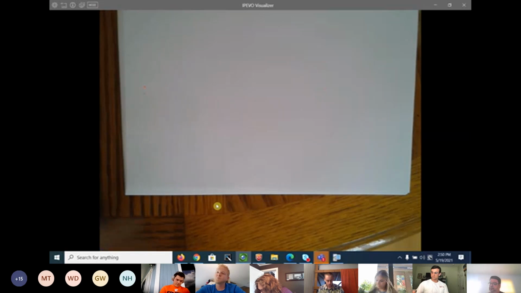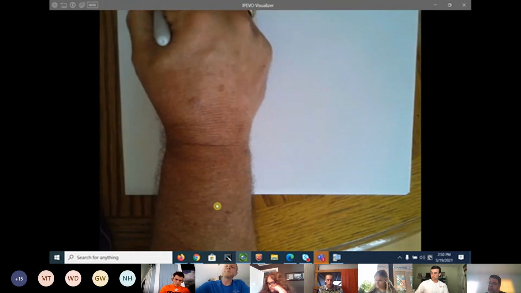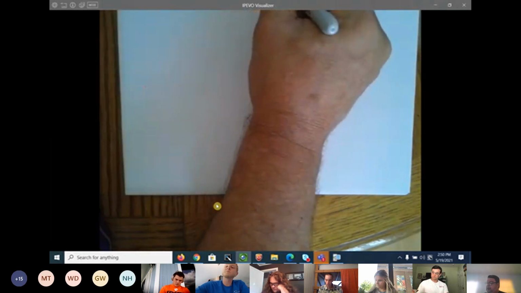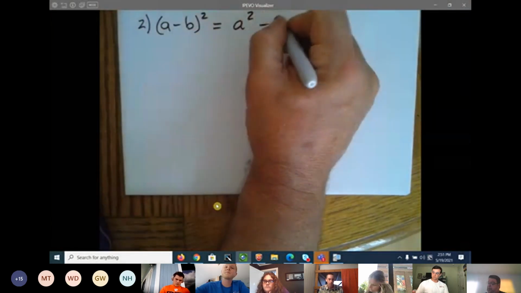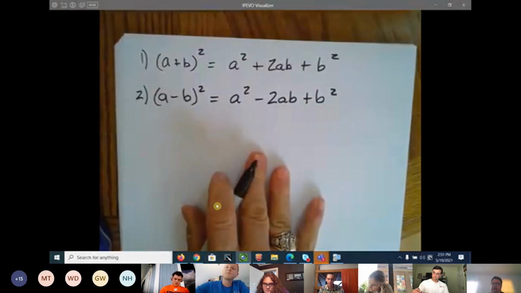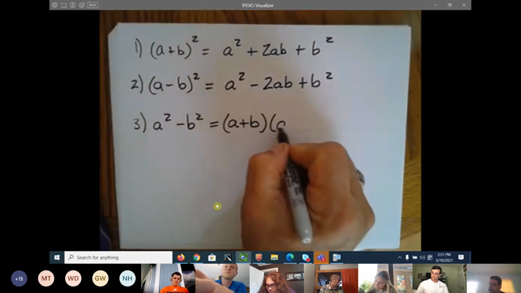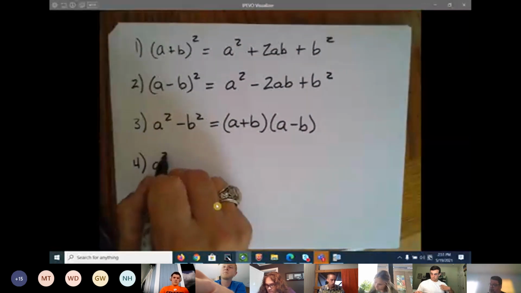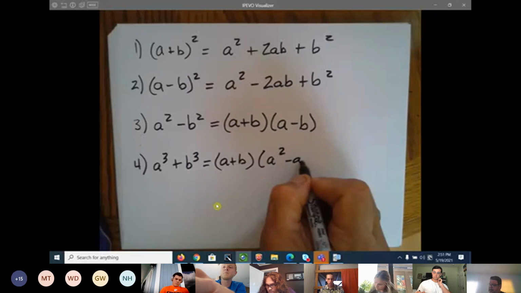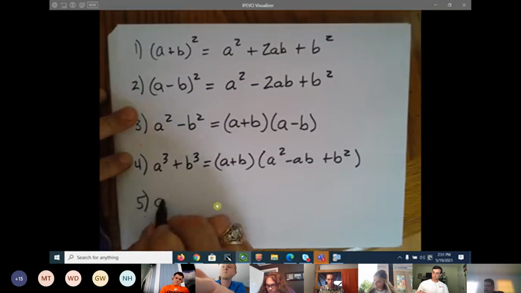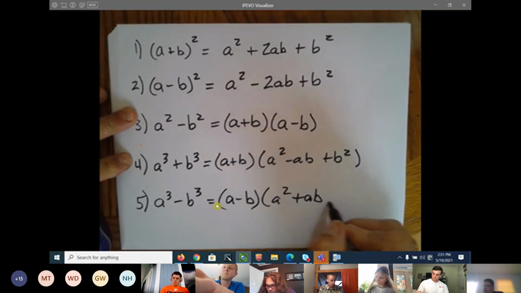You'll remember them when you see them. A plus B, I'm sorry, A plus B quantity squared is equal to A squared plus 2AB plus B squared. A minus B quantity squared is equal to A squared minus 2AB plus B squared. A squared minus B squared is equal to A plus B times A minus B. A cubed plus B cubed is equal to A plus B times A squared minus AB plus B squared. And A cubed minus B cubed is equal to A minus B times A squared plus AB plus B squared.